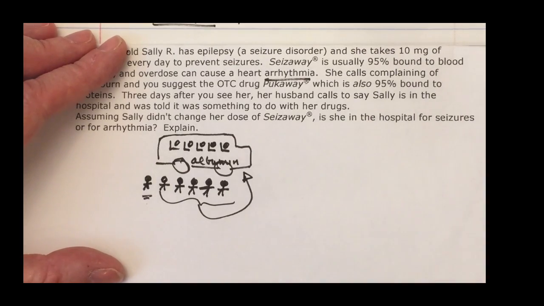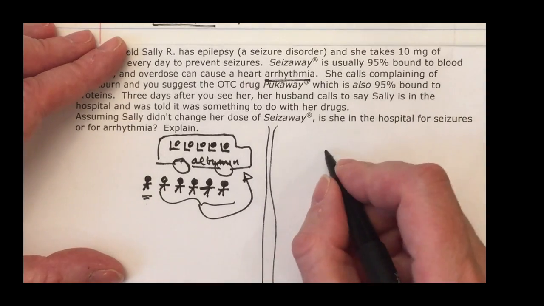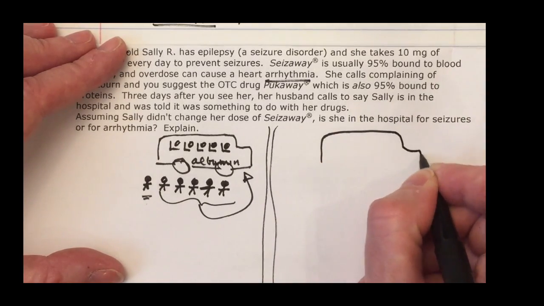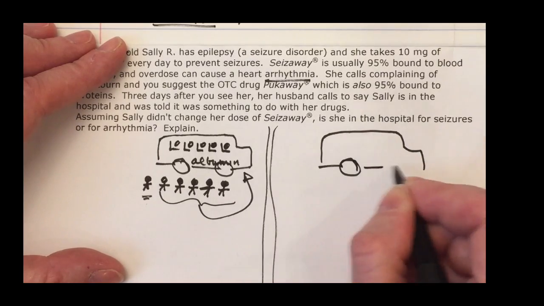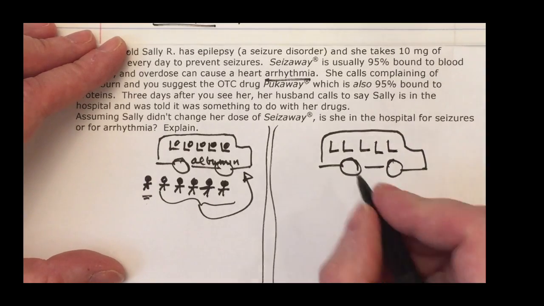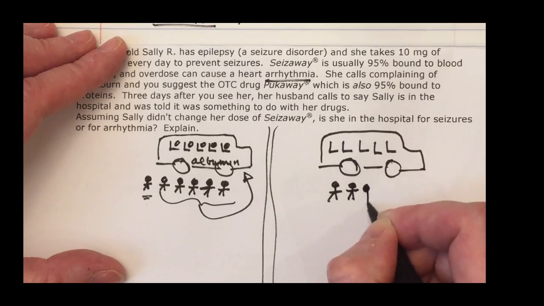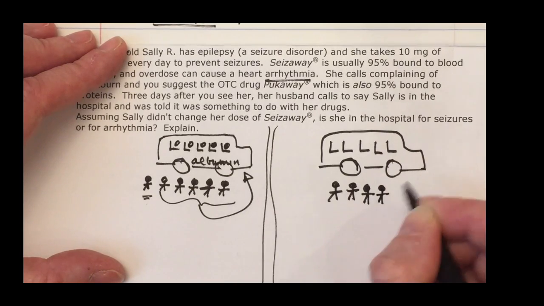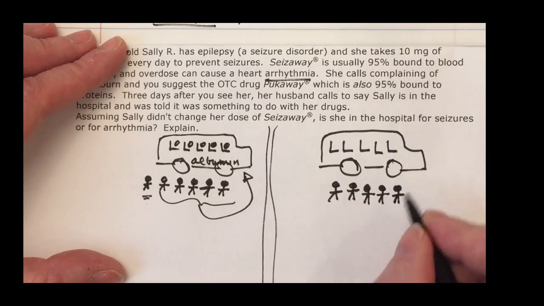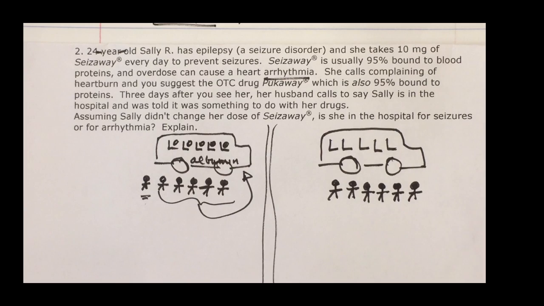Now the idea is that a few days later, the patient starts taking the Pukaway. Now we're going to draw the same bus. Still only has 5 seats. So here's the dose of the Seizaway that she's been taking. And now we're going to have her take another drug. I need a different color.